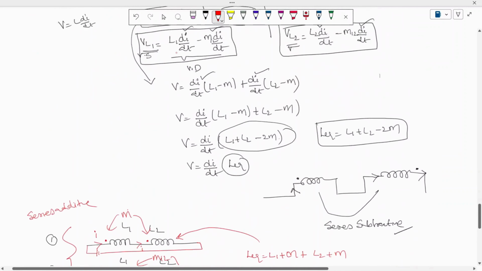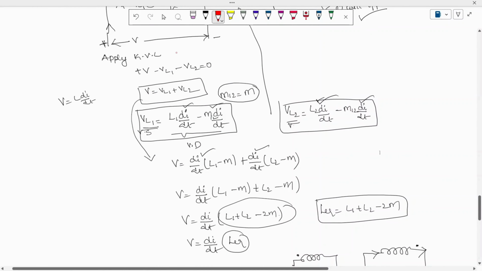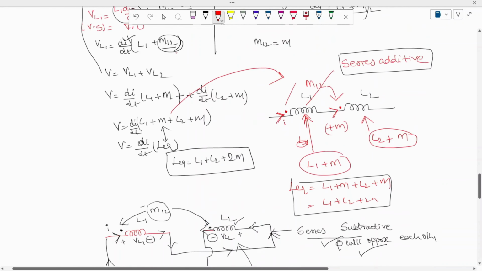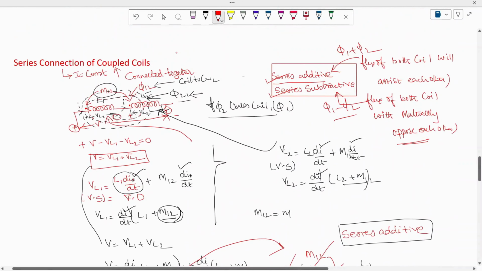When you come to the original derivation, this is the basic idea behind it and how to analyze it. These types of configurations are called series subtractive and series additive. This is all about series connection of coupled coils.